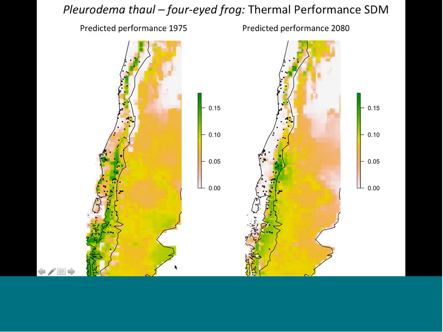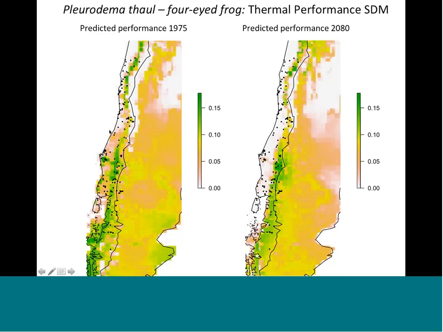Now, what was astounding to me was that if you take this metric, jumping performance right here, you can actually see by eye how well jumping performance of the four-eyed frog fits the core of the distribution. In green is the jumping performance where they have very high jumping performance, and you can see that it captures the core of the distribution. By the time that you get to the northern part of the range, it turns out that the jumping performance doesn't predict the distribution here, say, in the coast of Chile.